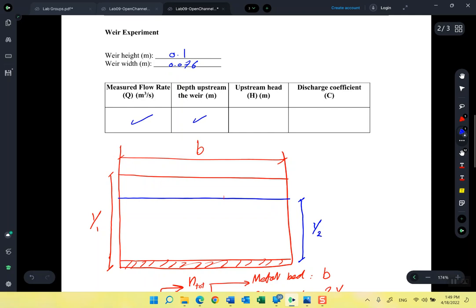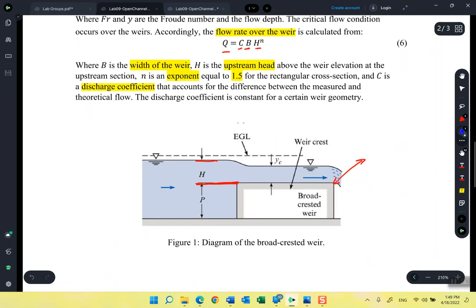the depth upstream of the weir. Then you will have to calculate the upstream head. And the upstream head is very easy to calculate, because it will be the depth minus 0.1. 0.1 is the real height. Because if you remember, in this schematic here, the H parameter was the distance, or the depth, up to the crest of the weir. It's not the overall depth. It's not this value.